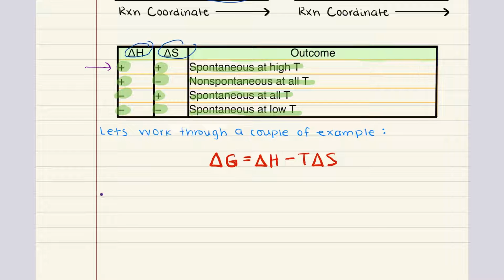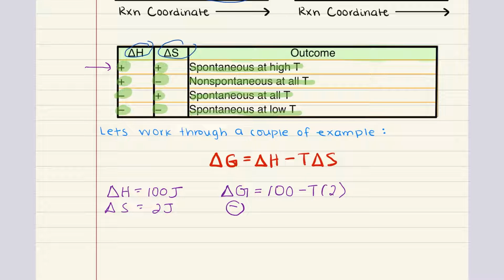Let's assign some values. Let's pretend that delta H is equal to 100 joules and delta S is equal to 2 joules. If we plug this into our expression, we get that delta G is equal to 100 minus T multiplied by 2. In order for a reaction to be spontaneous, delta G needs to be negative. For this to be true, we need temperature to be a high temperature.